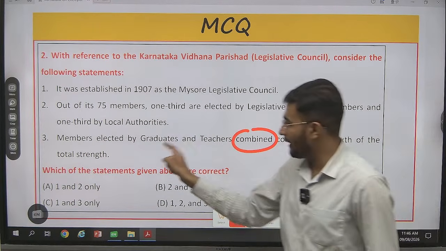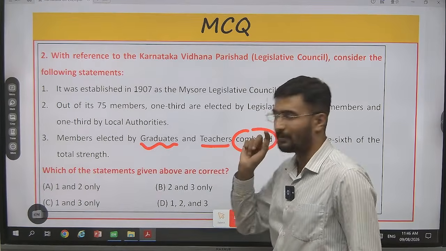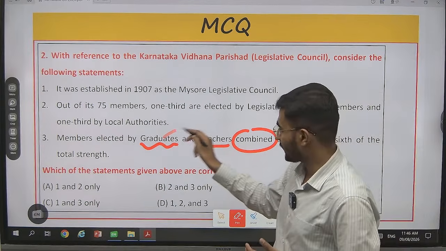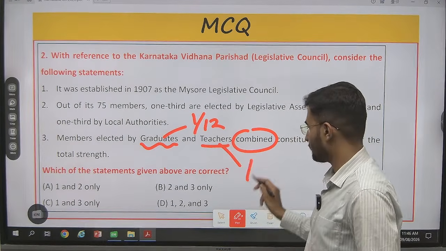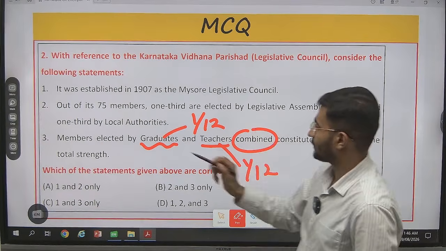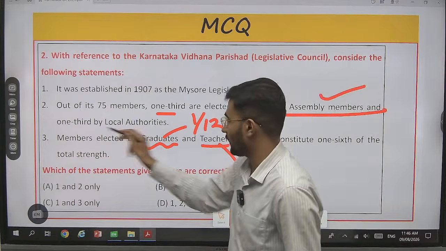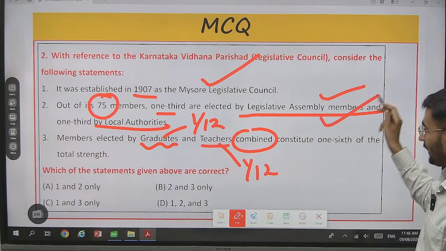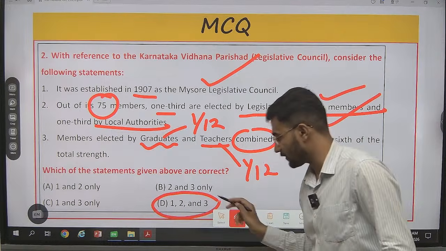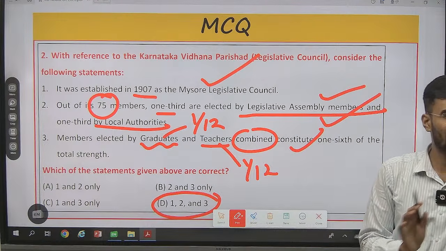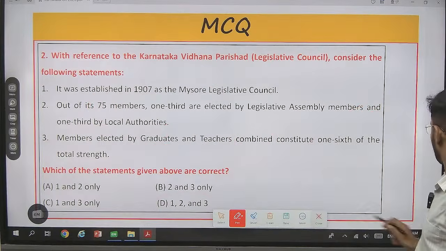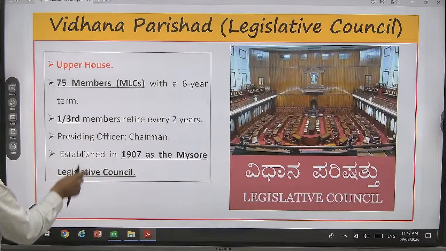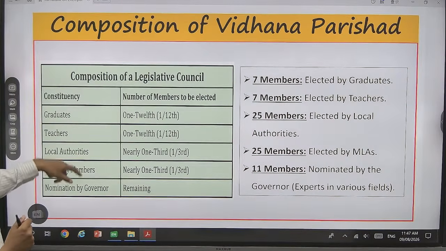Now I am not talking specifically about graduates nor exclusively about teachers. Put together, teachers and graduates come to 1/12 and 1/12, then 1/3 and 1/3 for the others. 75 is correct. But the option is that 1, 2 and 3 are correct. The answer is D. Okay, any doubt? Now you should be aware of this, because you tend to skip it. This is what we call the composition of the Vidhana Parishat.